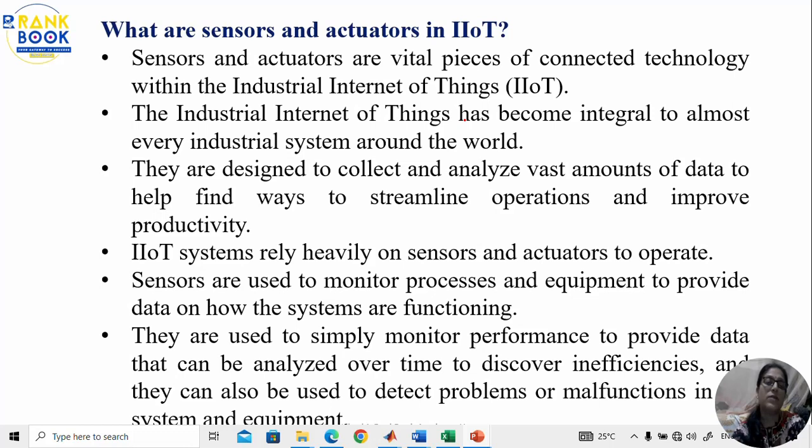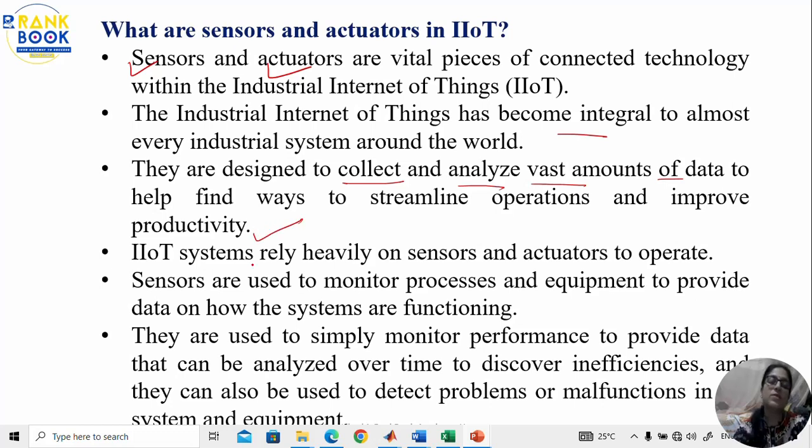Here these sensors and actuators play the major vital role to connect technology within the IIoT, and this Industrial Internet of Things has become integral to almost every industrial system around the world. They are designed to collect and analyze vast amounts of data to help find ways to streamline and improve the productivity of the entire industry.